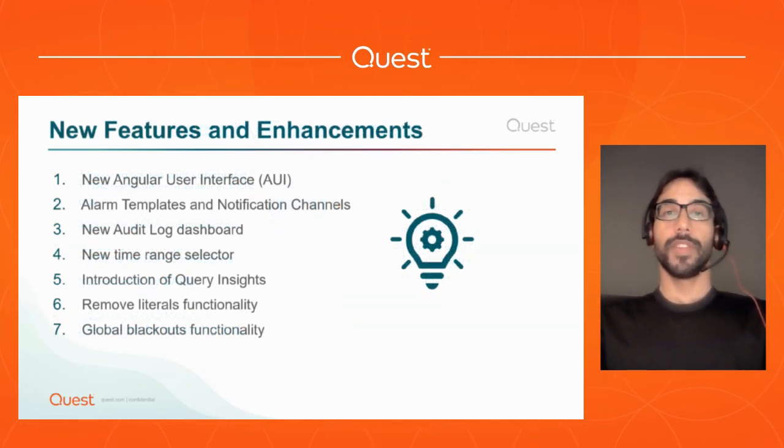Now, looking into the new features, we have the new Angular interface. This was introduced in Foglight 6. It includes a global search and a left navigation panel where the items are searchable. And this is also something that will keep improving with each release as new dashboards using this interface get introduced.